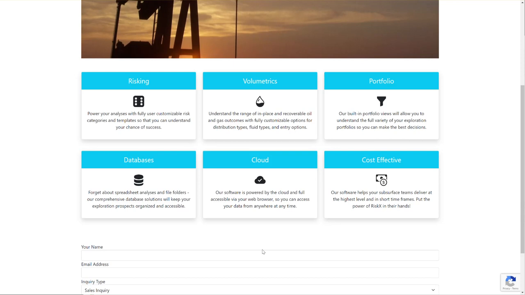And we've made this cloud-based. The benefit of making it cloud-based is that it doesn't matter whether you're at home, in the corporate office, in a business unit, or at a meeting with your partners, you can pull up your relevant prospects and look at those and talk through the risk and volumetrics and how it may compare to other parts of your portfolio.